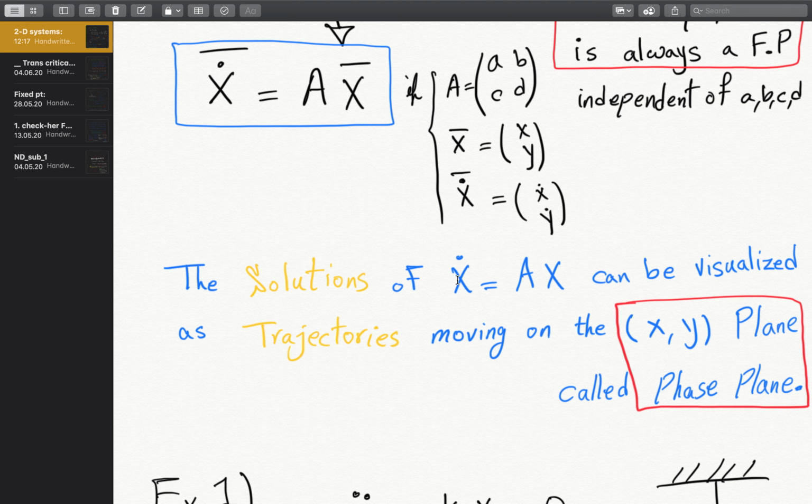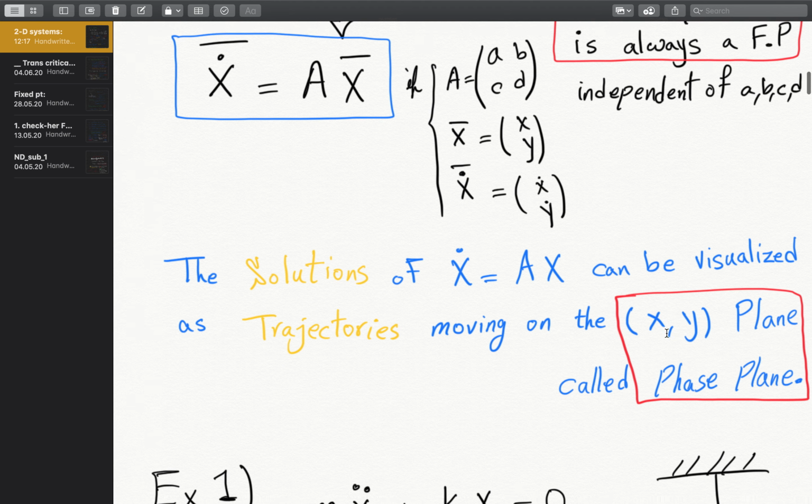The solutions of this system, x dot equal to Ax, can be visualized as the trajectories moving on the xy plane, which we call the phase portrait. Here I made a mistake, we call it the phase portrait or phase plane.